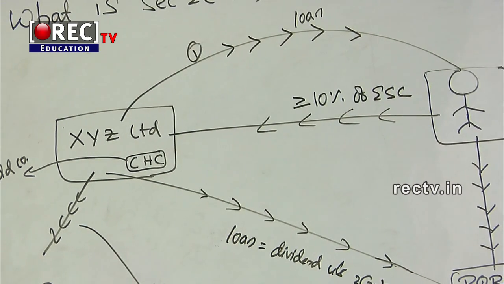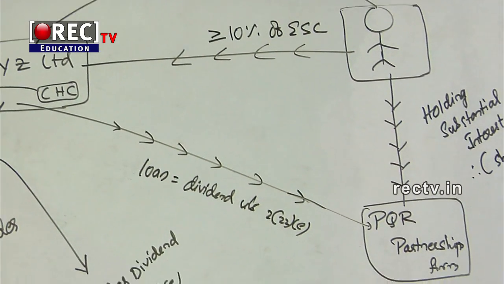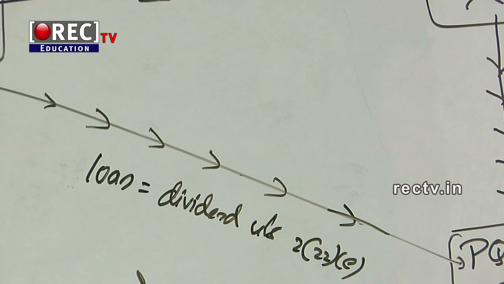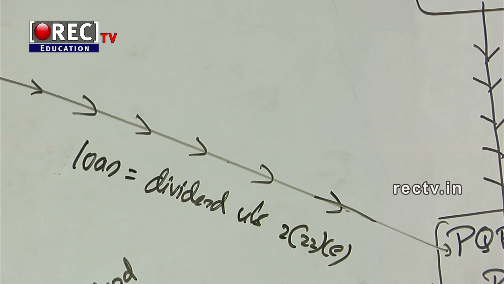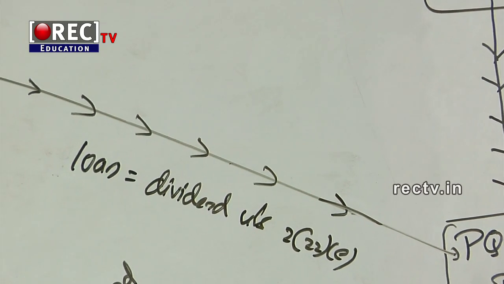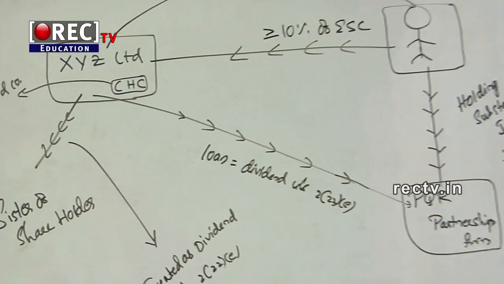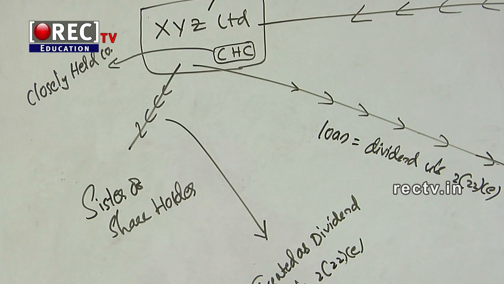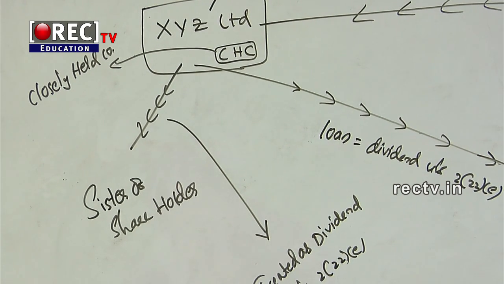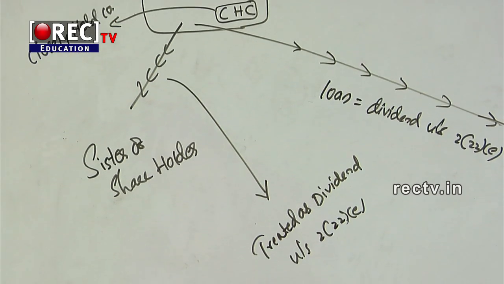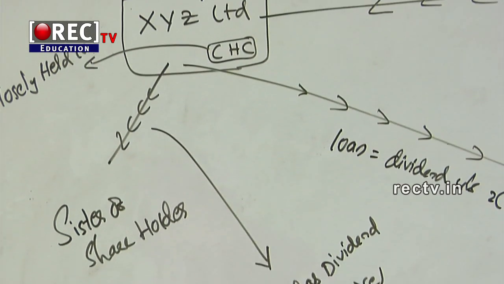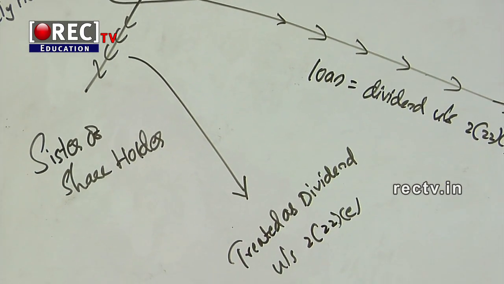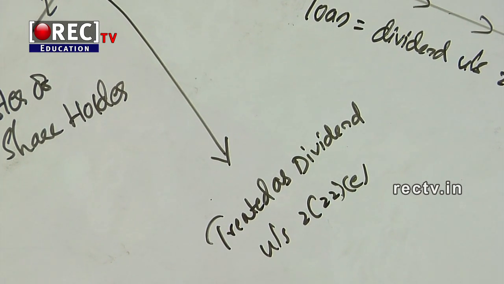Now XYZ company gives a loan to the PQ partnership firm, so that loan amount is treated as a dividend under section 2 subsection 22 clause E. Similarly, if XYZ Limited gives a loan to any relative of a shareholder, then it is also treated as a dividend. Say XYZ Limited gave a loan to the sister of a shareholder, and that is treated as a dividend under section 2 subsection 22 clause E.